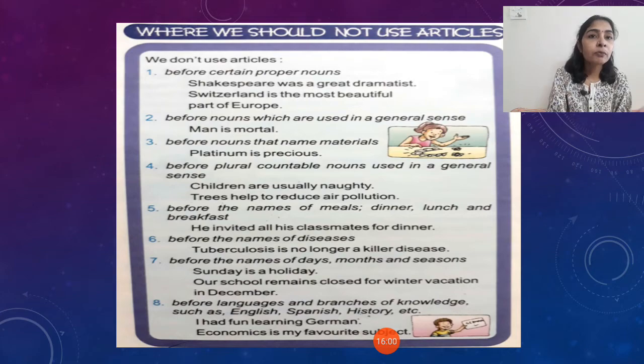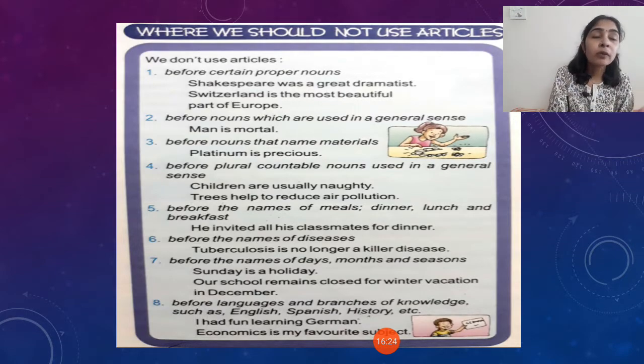So we are not supposed to use the before Shakespeare, not like this. Shakespeare was a great dramatist. Switzerland is used before the adjective there. Switzerland is the most beautiful. Now before Switzerland we are not supposed to use any kind of article. Switzerland is the most beautiful part of Europe.